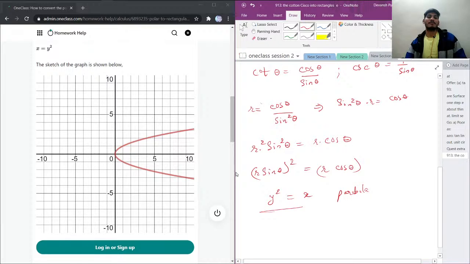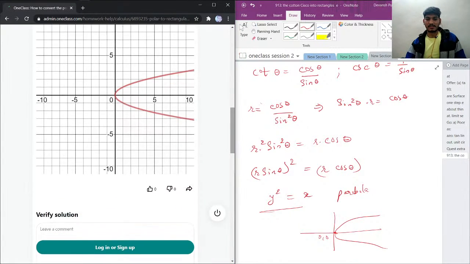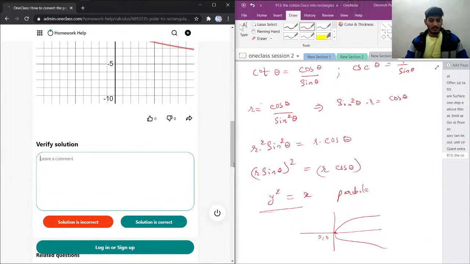You can see the graph given on this screen. I can also draw a parabola here. This is the equation of a parabola whose vertex is at the center, 0 comma 0, and which opens in the positive x direction. So the solution given here is correct. Great job.